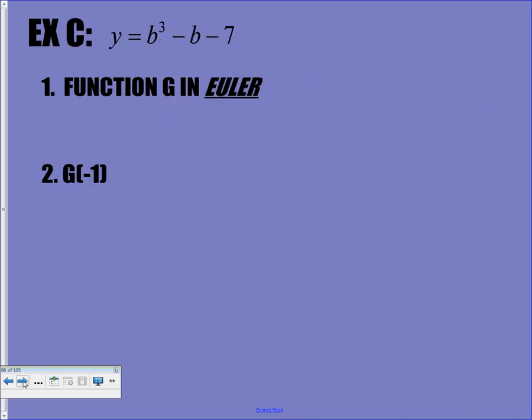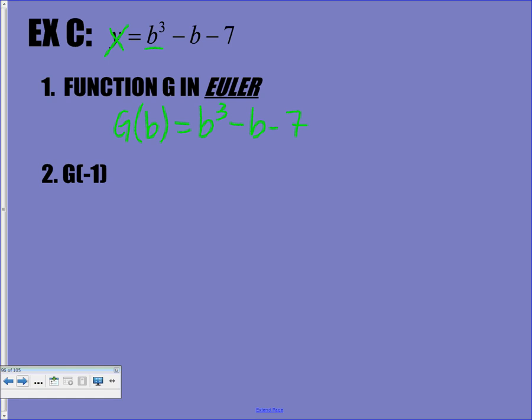So if I say example C, consider that. Write the function in Euler. So now all you have to remember is which one was Euler. The one with the parentheses, the one with the arrow. Well, arrows goes with maps, so Euler gets my parentheses. So you delete your y on the left side. The name is g, so the g goes first. In parentheses, my variable is b equals b to the third minus b minus 7. And that's done. Part 2 says find g of negative 1.